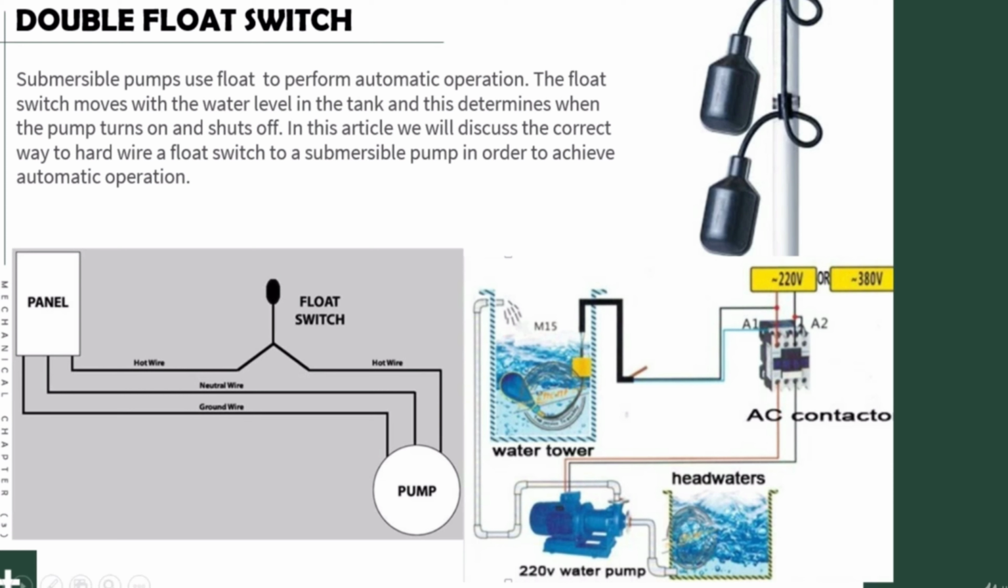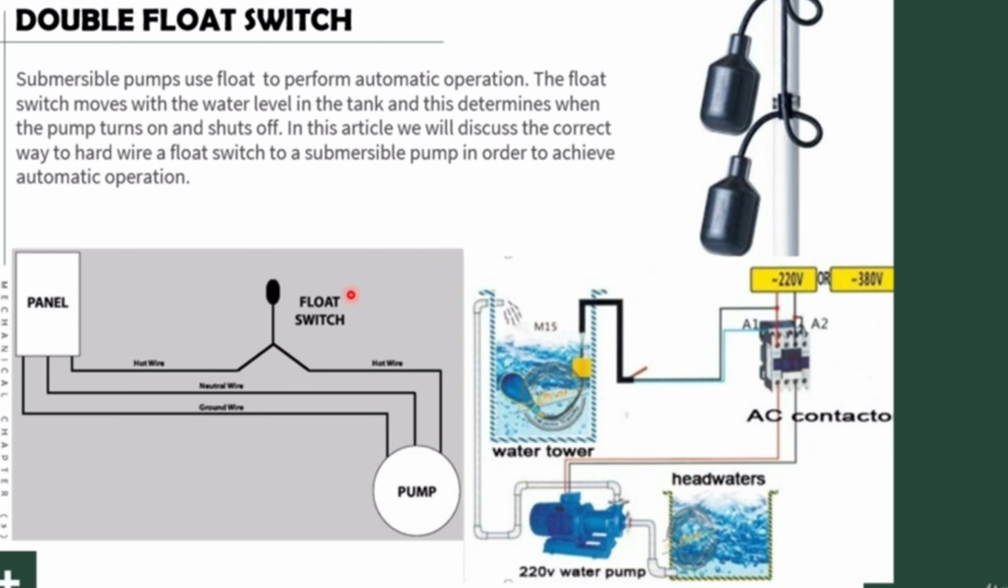A submersible pump uses a float to perform automatic operation. The float switch moves with the water level in the tank, and it determines when the pump turns on and off. In this article, we will discuss the correct way to hardwire a float switch to the submersible pump in order to achieve automatic operation.